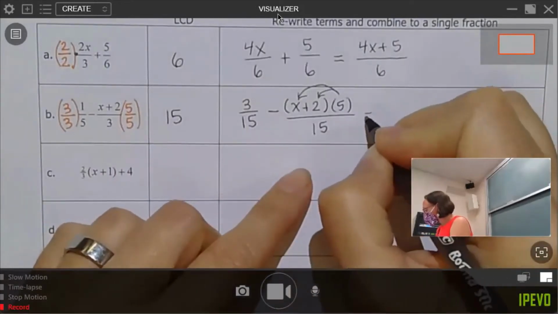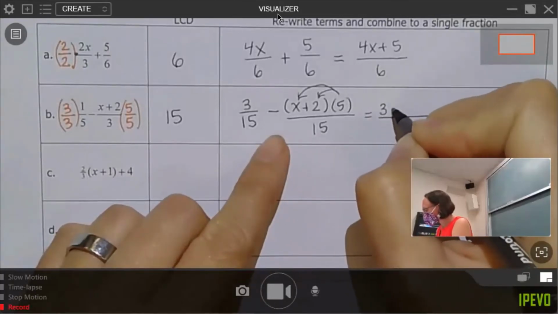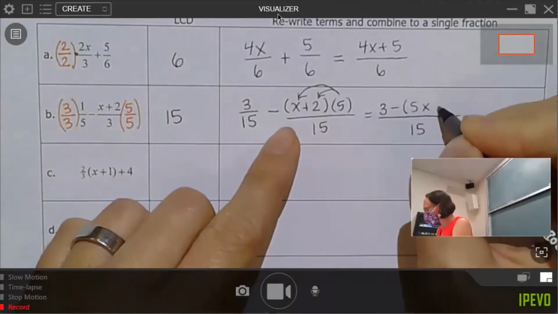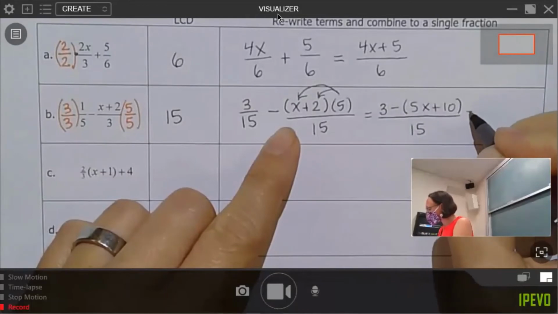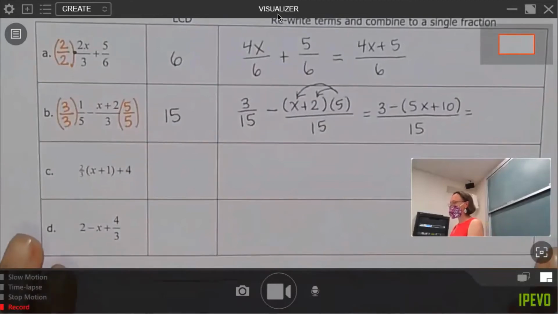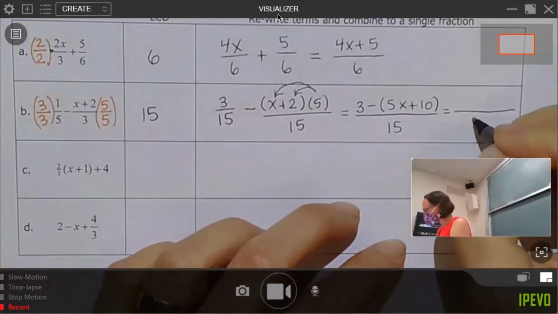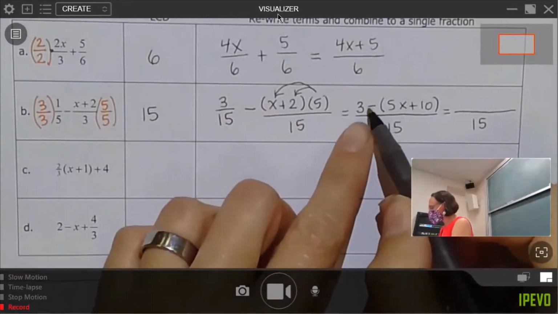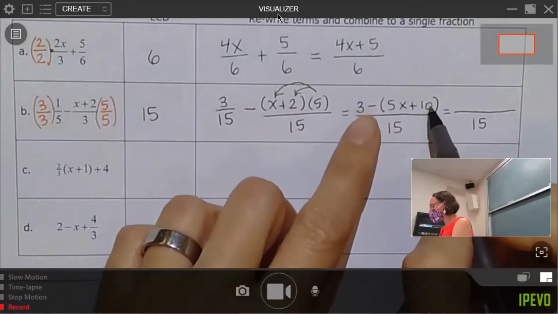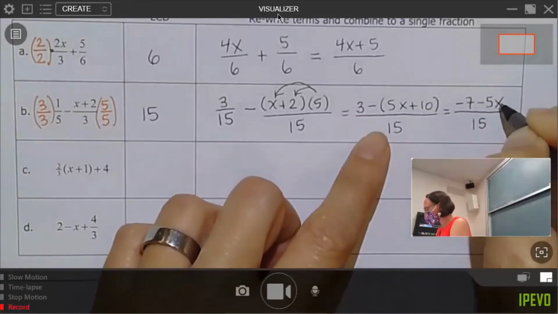And I do have a common denominator of 15 now, so I can put the whole thing over a 15. So I've got 3 minus, and then if I think about that 5, that's a 5x plus 10. And I was careful to still keep it in parentheses because of the subtraction. So I also need to make sure that that subtraction gets distributed out. So I'm going to have 3 minus 5x minus 10. I'm going to do the 3 minus 10 part to get -7 minus 5x.